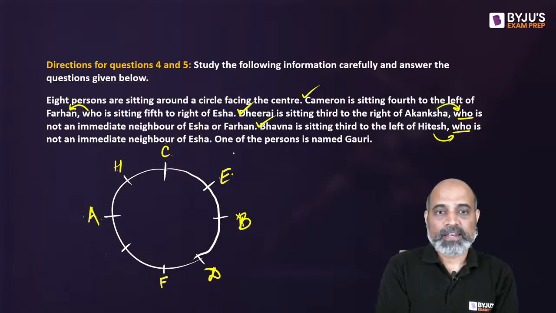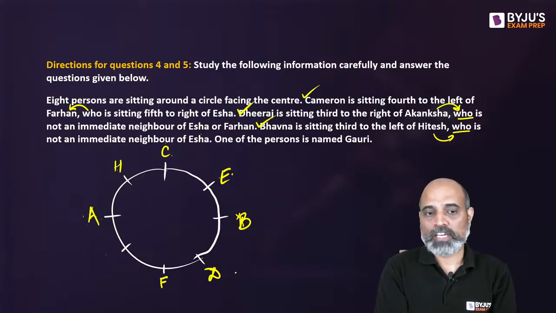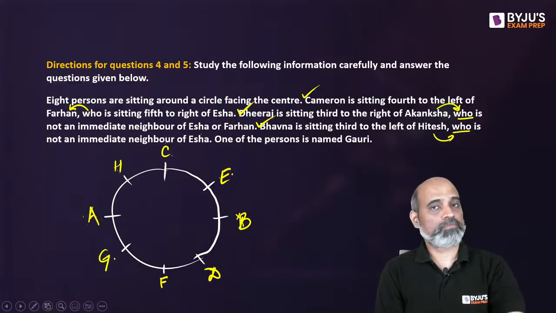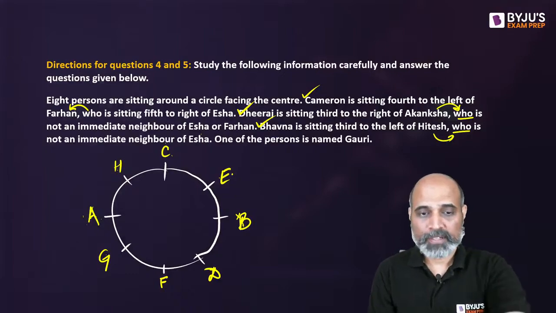Okay. Next, one of the persons named is Gauri. So we don't see G so far. So there is only one place where G can go. This is where it will go, right?